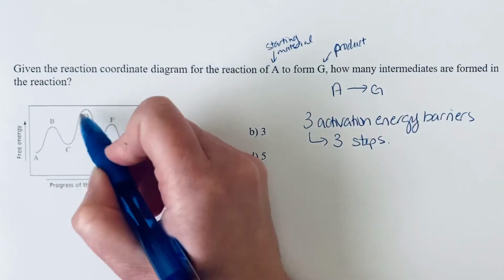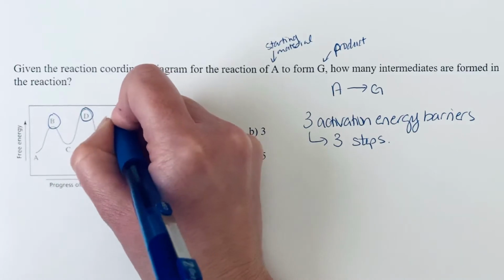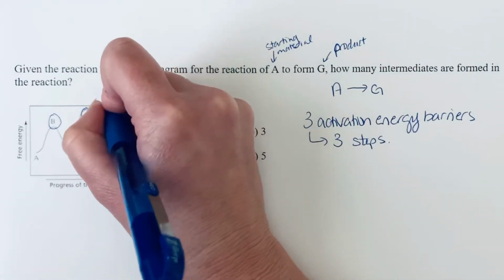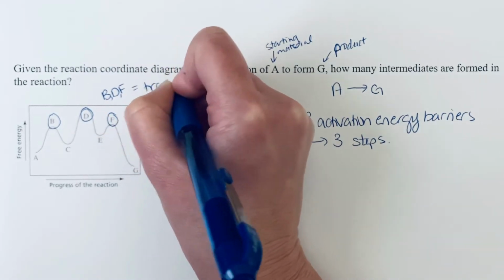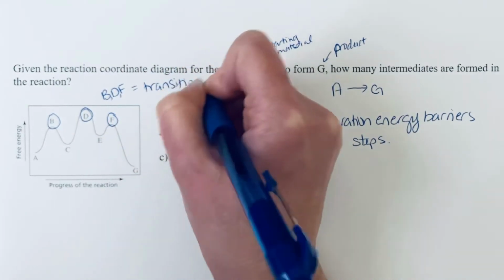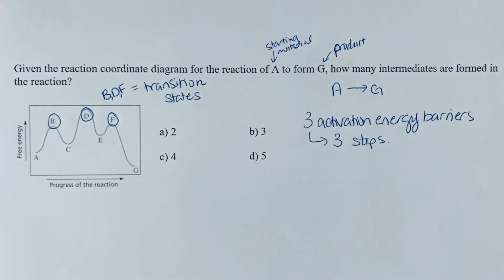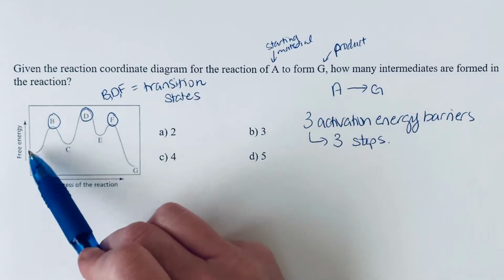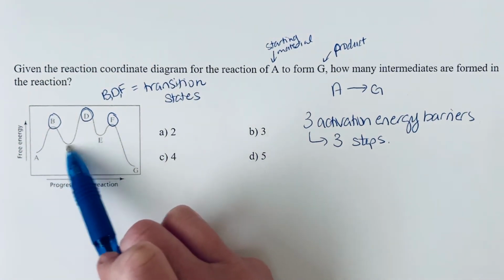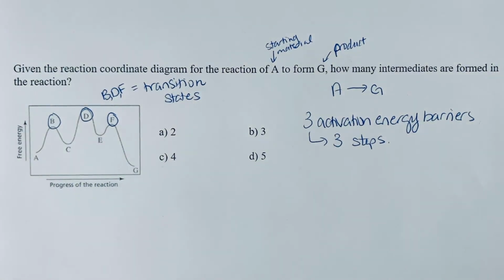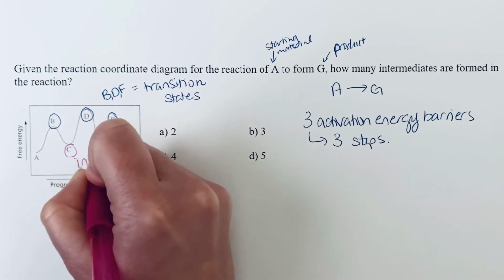And then at the top of each of these barriers, these are all transition states. So B, D, and F are the transition states. Transition states are where your bonds are partially formed and partially broken. So that's the transition state between a starting material and an intermediate. So these two, C and E, are intermediates.